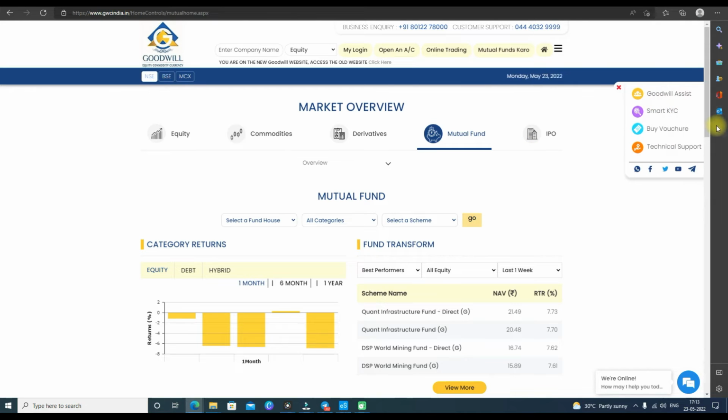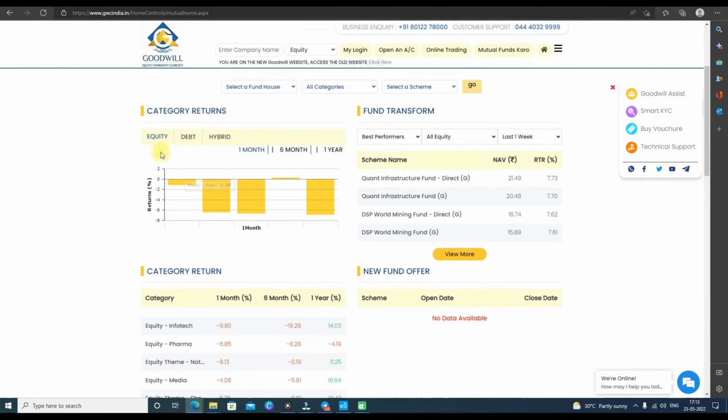From here, in terms of equity, we have these different time frames: 1 month, 6 months, and a year. For a year we can have returns of around 10.48% in the automobile sector. For banking we have 0.4. For equity diversified we have 11.8. For FMCG we have 21.35, and for equity index we have 5.68%.